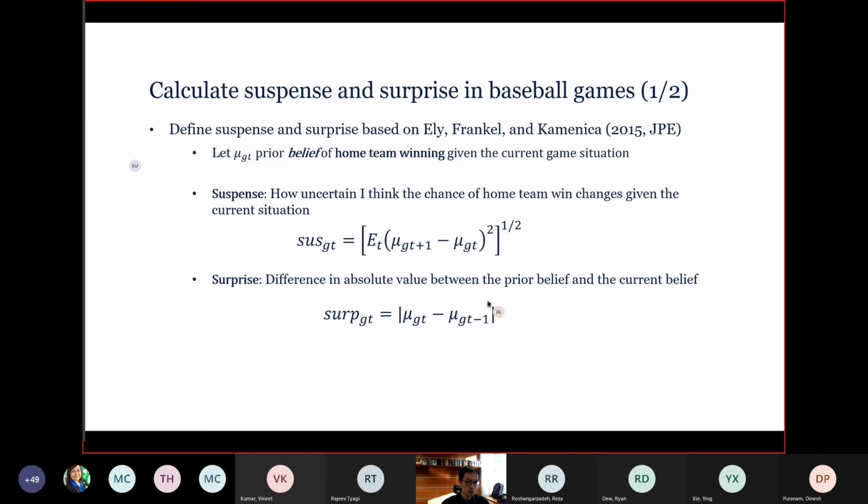All right, so this is about some simple summary statistics. If there are any questions, I'm happy to take them, but otherwise I'm going to move on to the characterization of suspense and surprise.